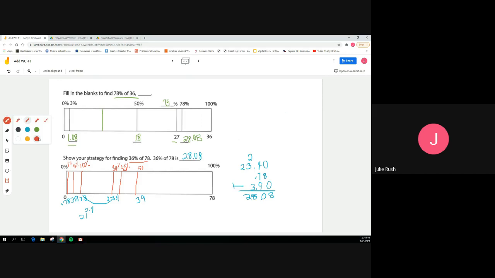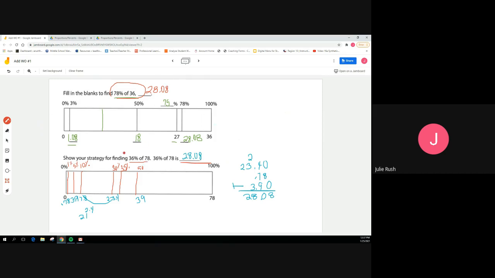Hopefully you noticed that 78% of 36 was 28.08. And look how easy that was to solve. And then 36% of 78 is also 28.08, but it was not as easy to solve. Percents are reversible and they equal each other. So 78% of 36 is the same as 36% of 78. And so that is why they are interchangeable.